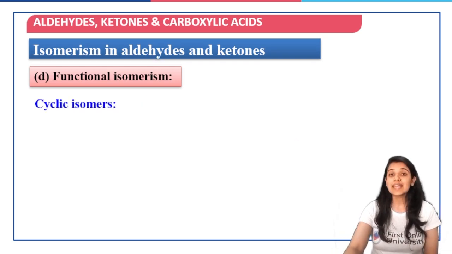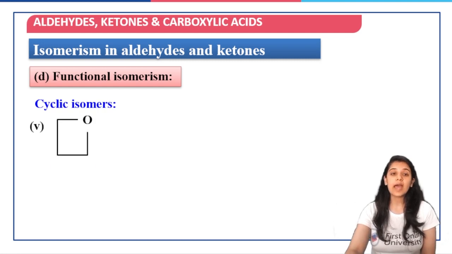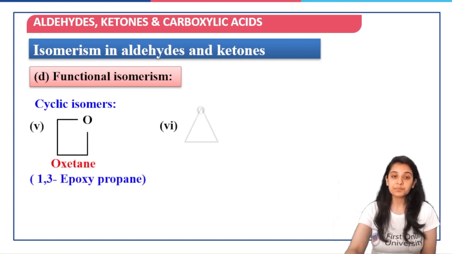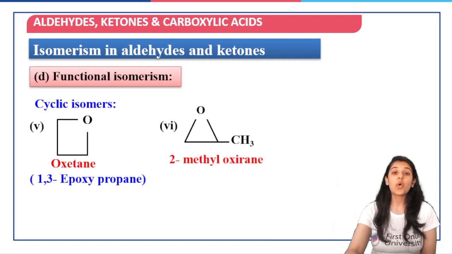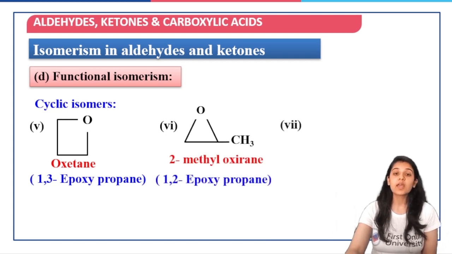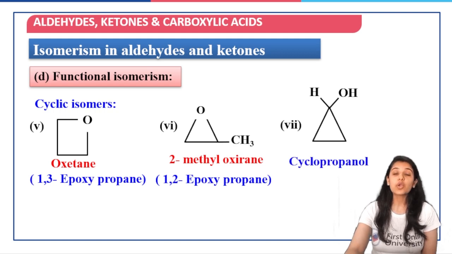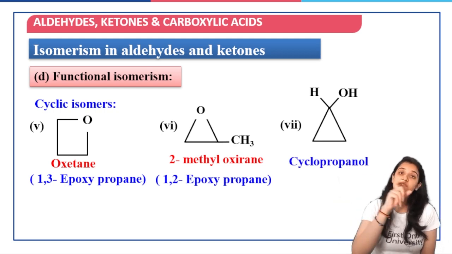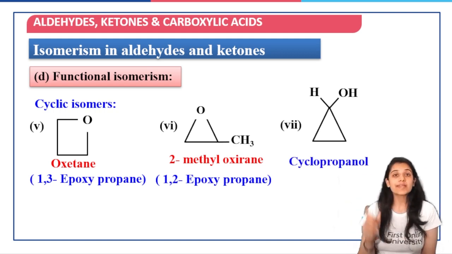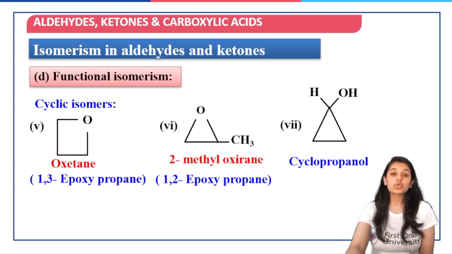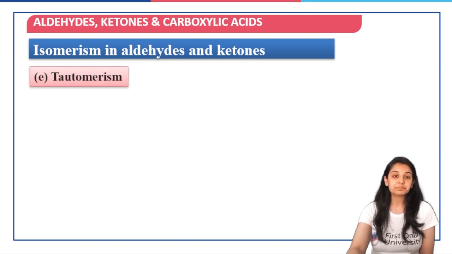If we look at the cyclic isomers of it, there can be a possibility of oxetane, there can be a possibility of 2-methyloxirane, and there can be a possibility of cyclopropanol. So we have seen the acyclic isomers and cyclic isomers also. A total of 7 isomers are possible for the given molecular formula.